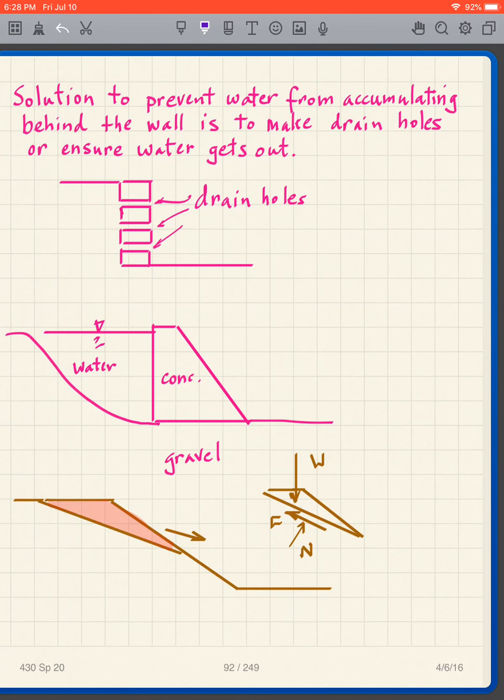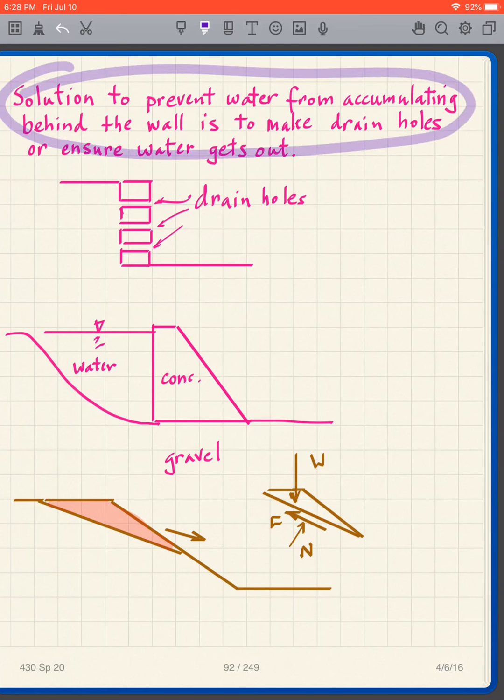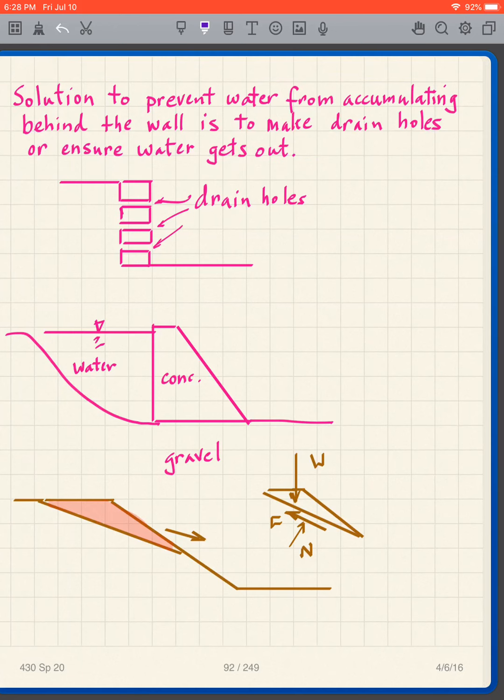So what do we do? One solution is to prevent water from accumulating behind the walls, to make drain holes, or ensure that the water gets out. So make sure the wall is free draining. Some walls automatically sort of have drain holes. Others need to have them in there so that the water never accumulates. It comes out the holes. So it's an important point. Make sure that you have good, what we call good drainage behind the wall, that the water can come out.